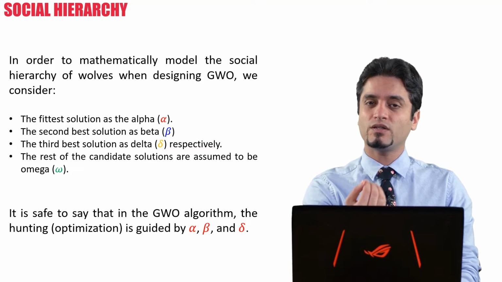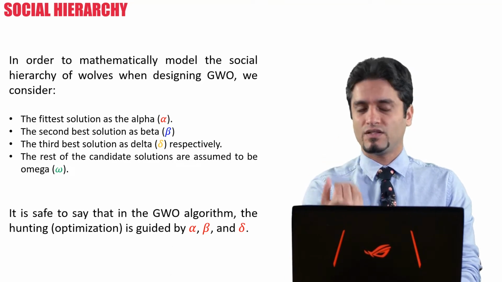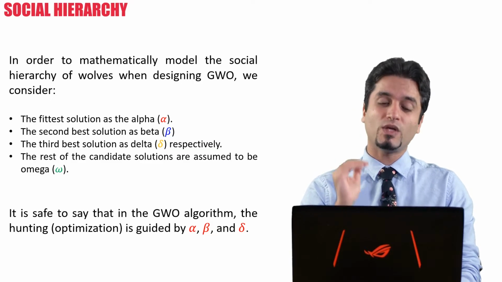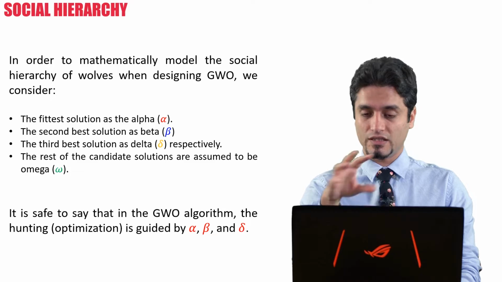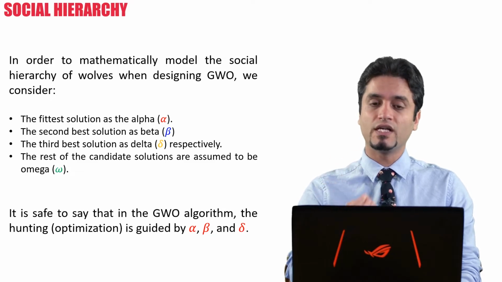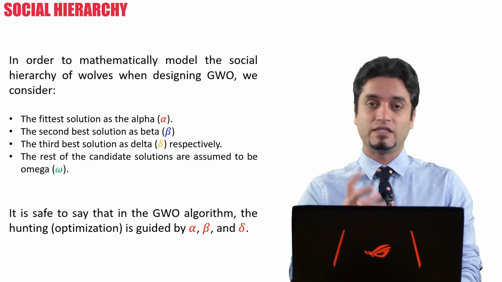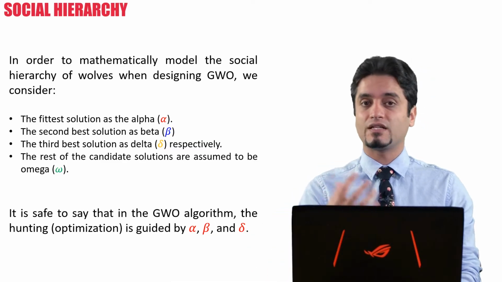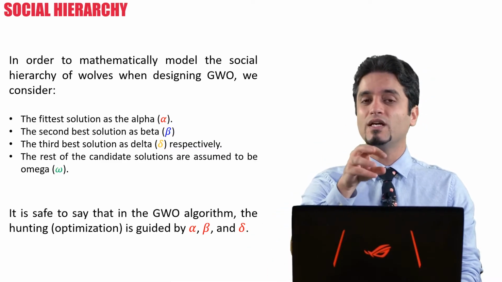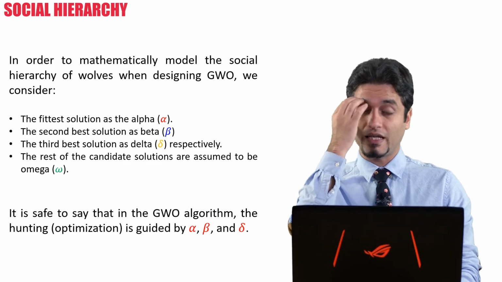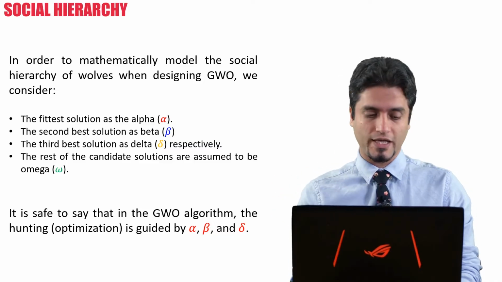But if you want to simulate that in a computer, it's very difficult. We can't do that. But what we can assume is that the best solution in a search space that we found so far is alpha, because it's the best solution, and that's the best thing that we can use to find a better one. It's probably very close to the best solution. At least it's more promising, I should say.